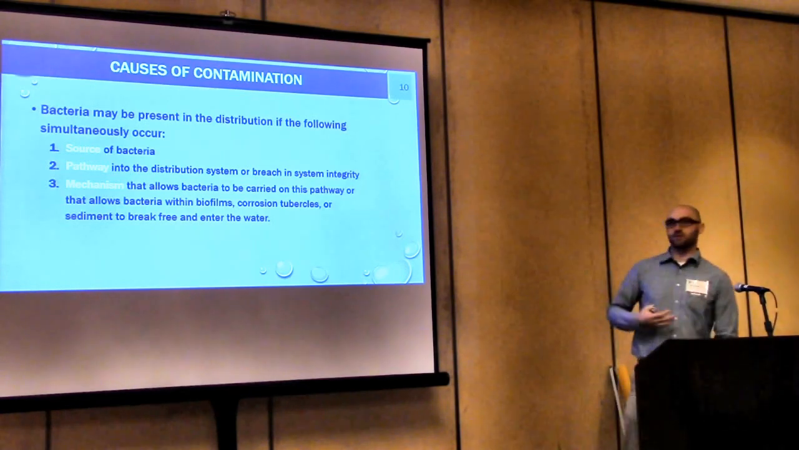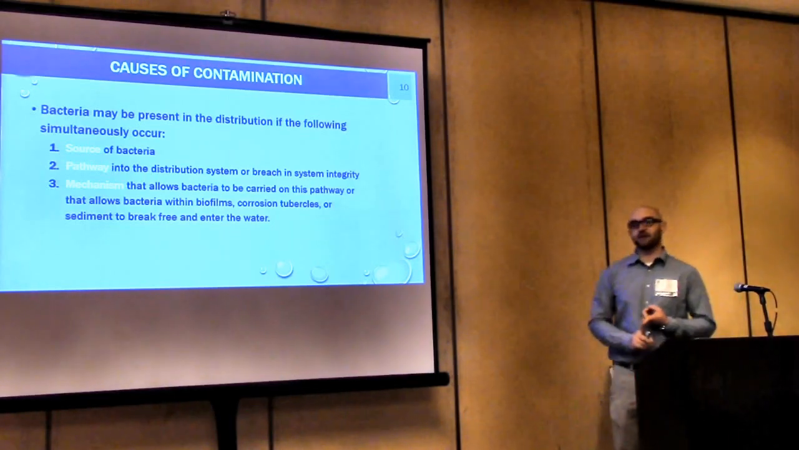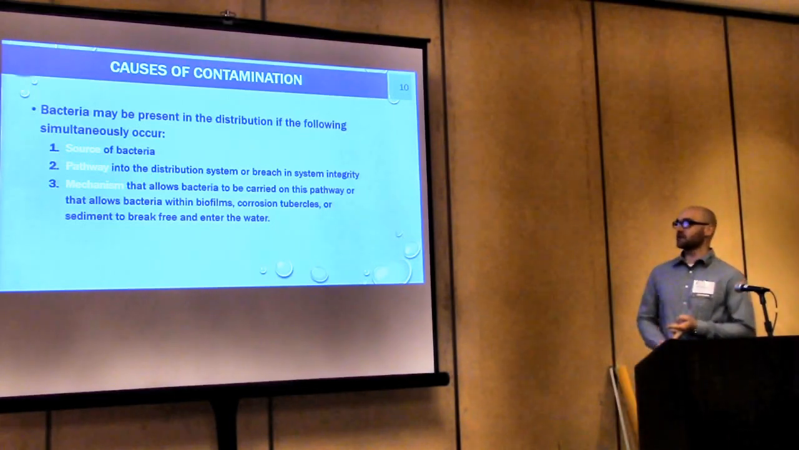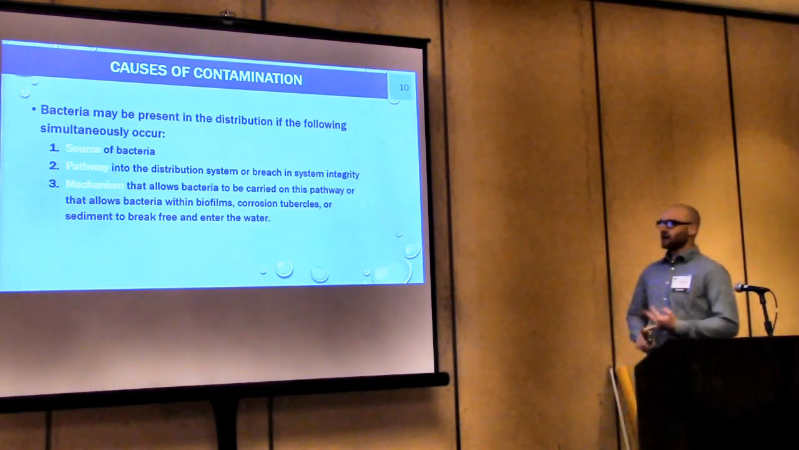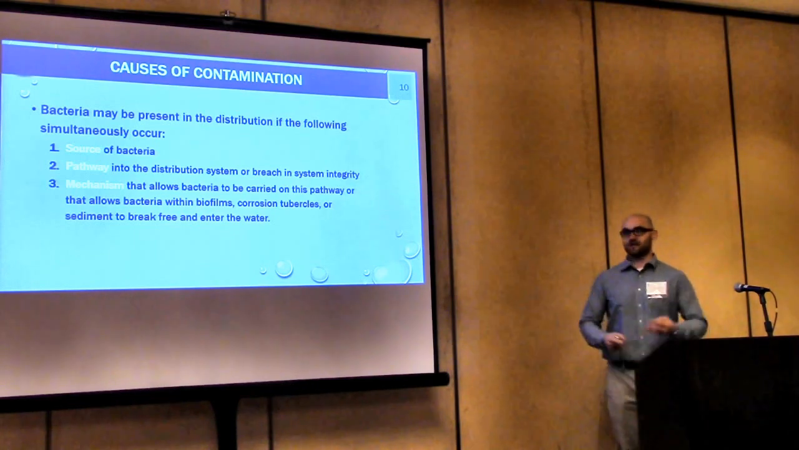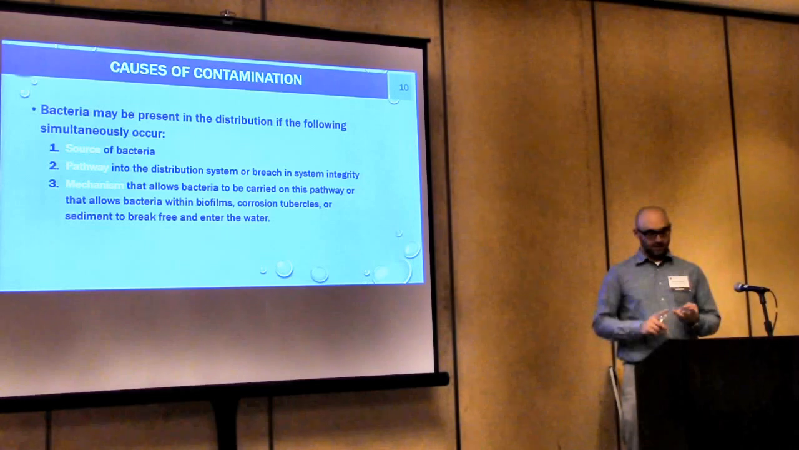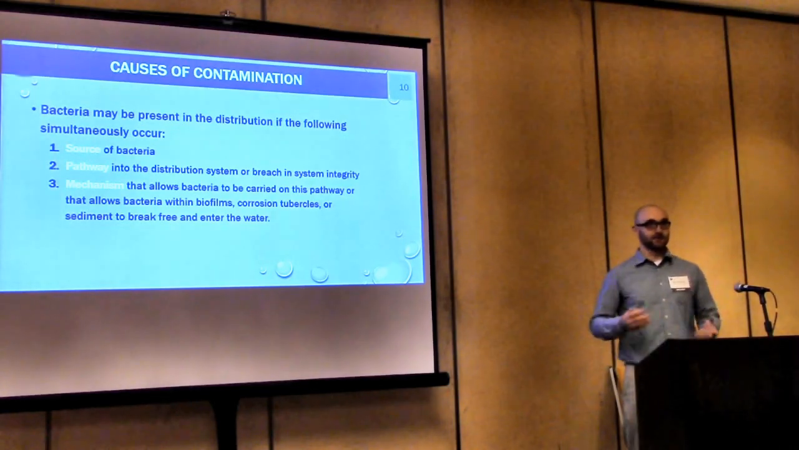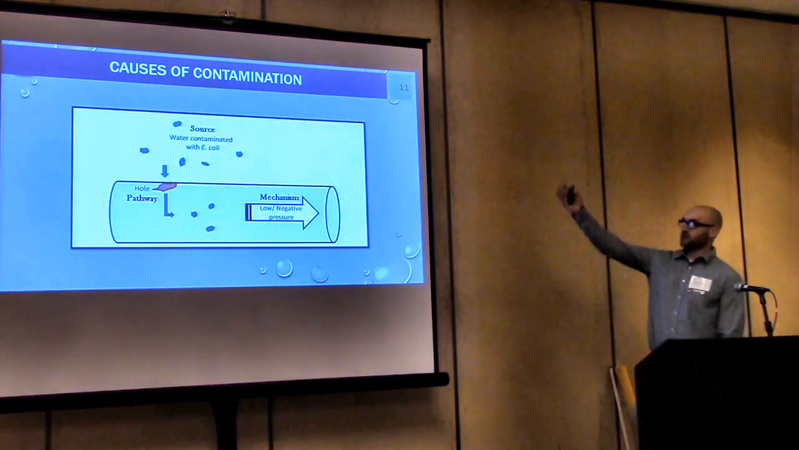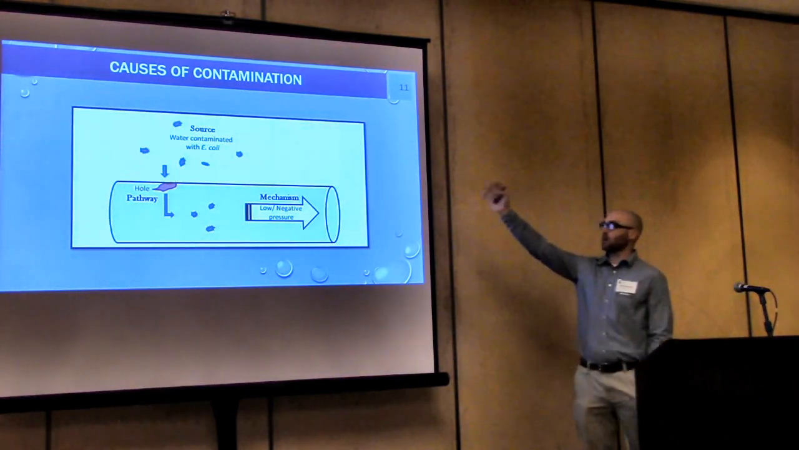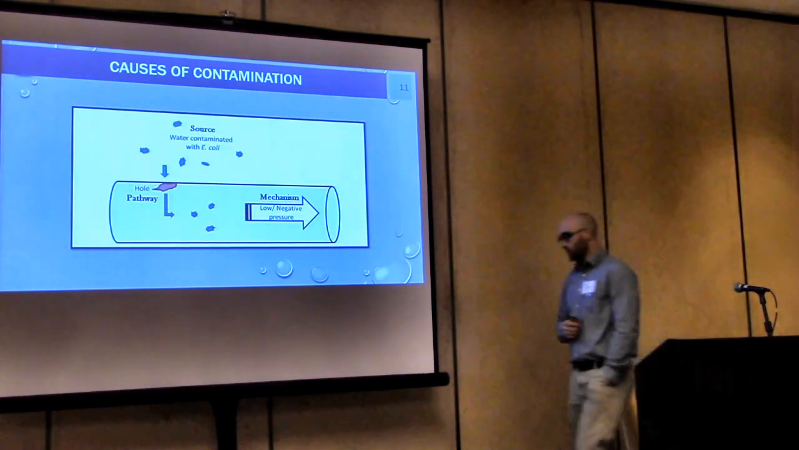In order for a distribution system to become contaminated, you need 3 things. You need a source of bacteria, you need a pathway into the distribution system or a breach in the system to get the bacteria in, and you need a mechanism that allows the bacteria to be carried in. So basically, you need the stuff, you need the fan, and you need a way to get the stuff into the fan, right? Looking at this in a visual way, you've got a source of water, surface water, groundwater, some sort of runoff, contaminated with E. coli, and you have a hole.